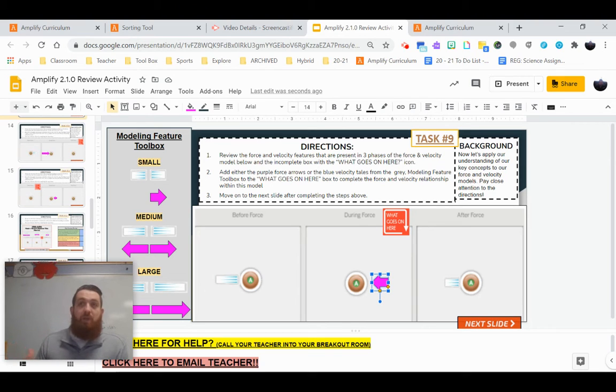So now that you see this one in action, if you need to go back and fix the other two, stop the video, go back, tweak them, and then pick up where you left off. Otherwise, let's go ahead and look at the next two.